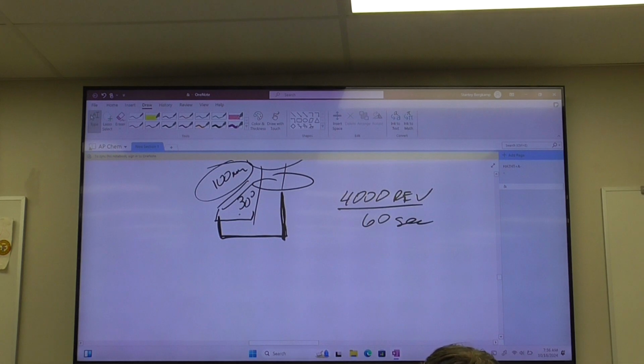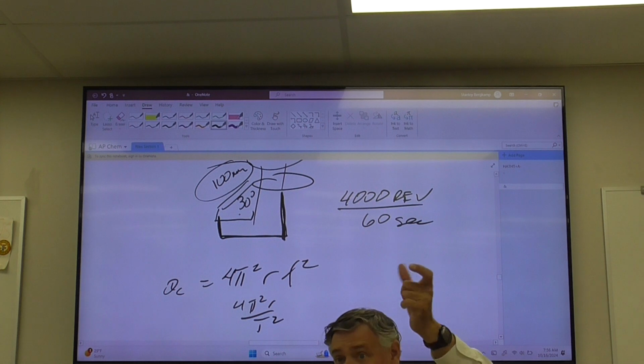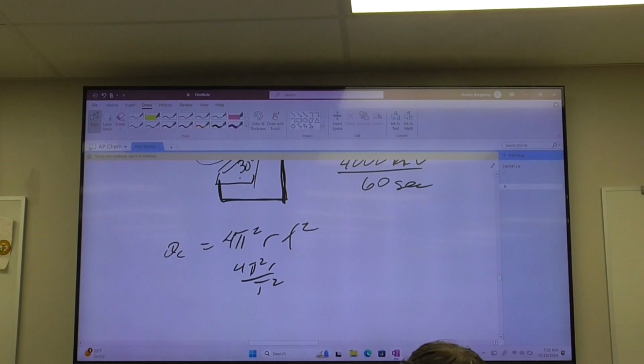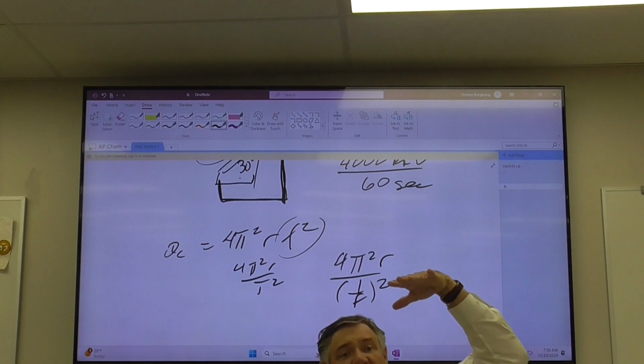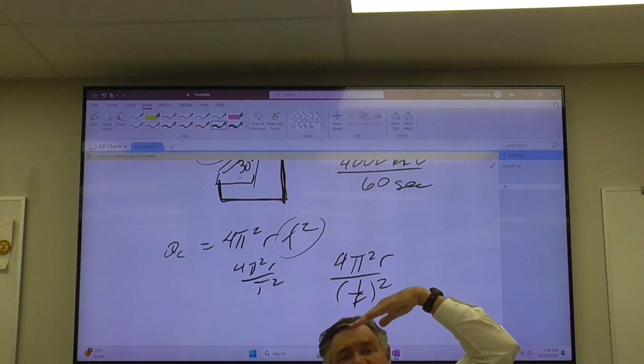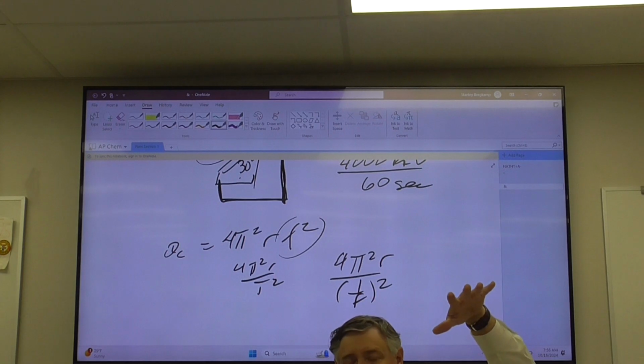One option, because it wants you to calculate the centripetal acceleration, is that you can just use 4 pi squared r times f squared. 4 pi squared r over t squared, period and frequency are inverses of each other. So if you come in here and say 4 pi squared r, and then 1 over frequency squared, the frequency flips up. The beauty of this is that you don't have to do another conversion. You can just take the 4,000 divided by 60, figure out how many revolutions per second that is, and slam that right into that equation. That's all you have to do.